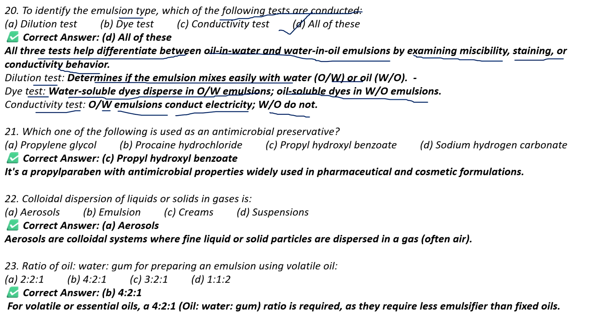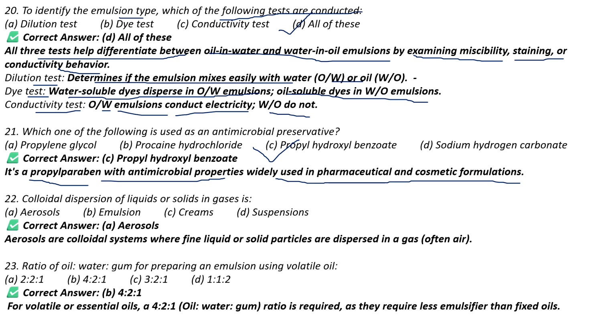Options given are propylene glycol, procaine hydrochloride, propyl hydroxyl benzoate, sodium hydrogen carbonate. So it's a propyl paraben with antimicrobial properties, widely used in pharmaceutical and cosmetic formulation. So we can say option C, that is propyl hydroxyl benzoate, is used as an antimicrobial preservative. Moving on to the next question.